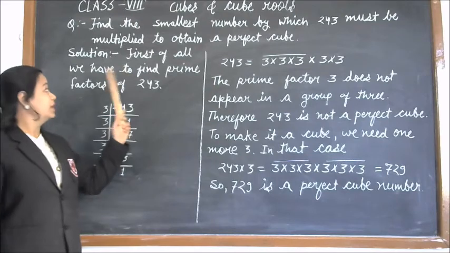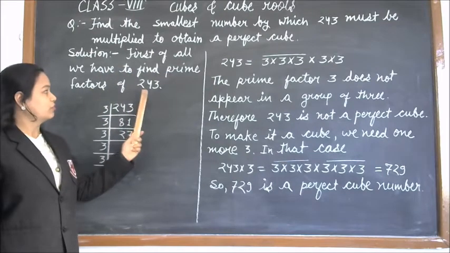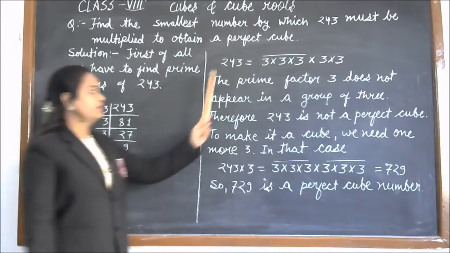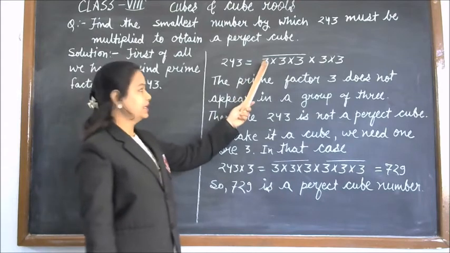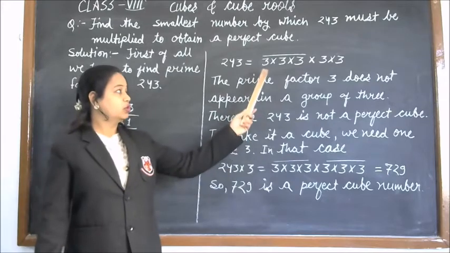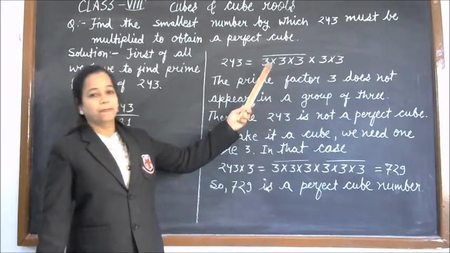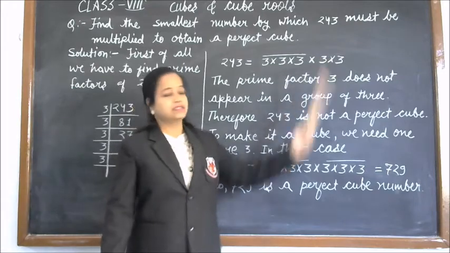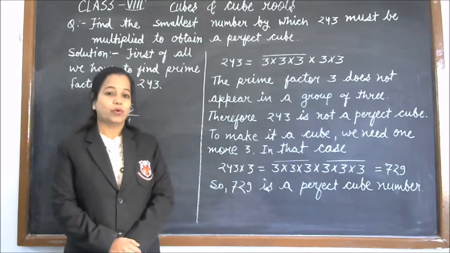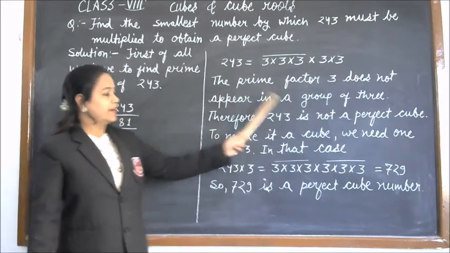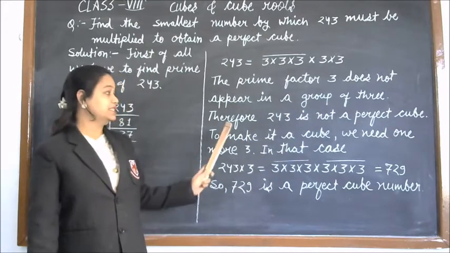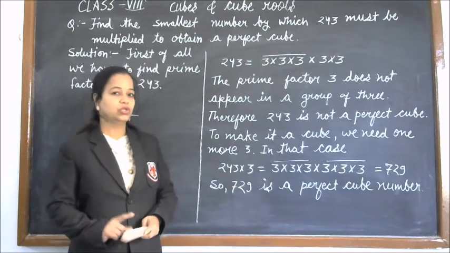So first of all, we have to find prime factors of 243 in this manner. So we have 243 is equal to 3 into 3 into 3 into 3 into 3. Means we have a group of 3 numbers, but 2 factors are remaining alone. Means they cannot make a group of 3. Prime factor 3 does not appear in a group of 3. It means 243 is not a perfect cube.